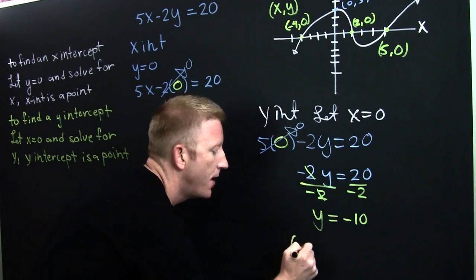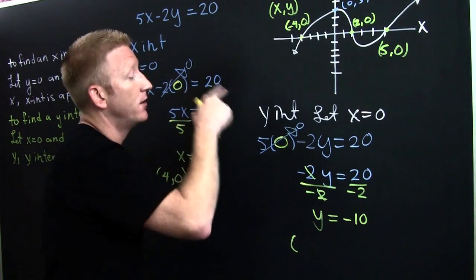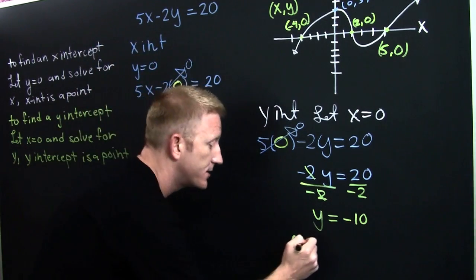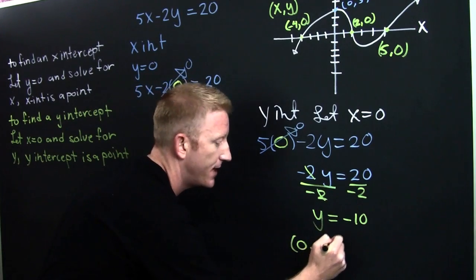So what's my point? My point is the y-intercept is a point. This is at 0, minus 10.